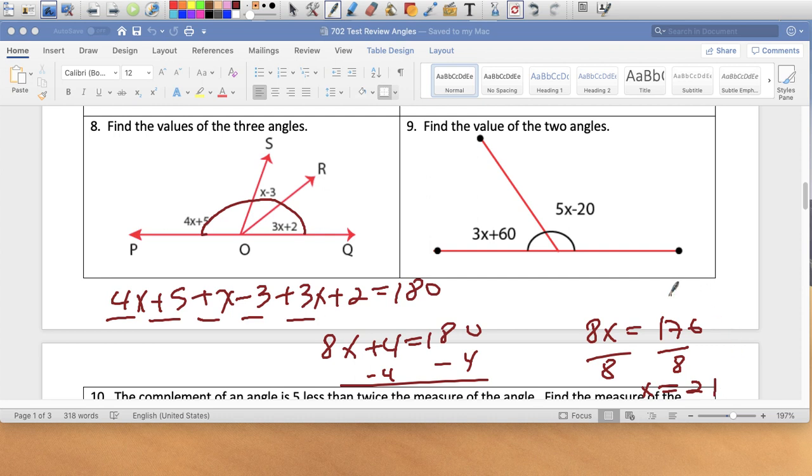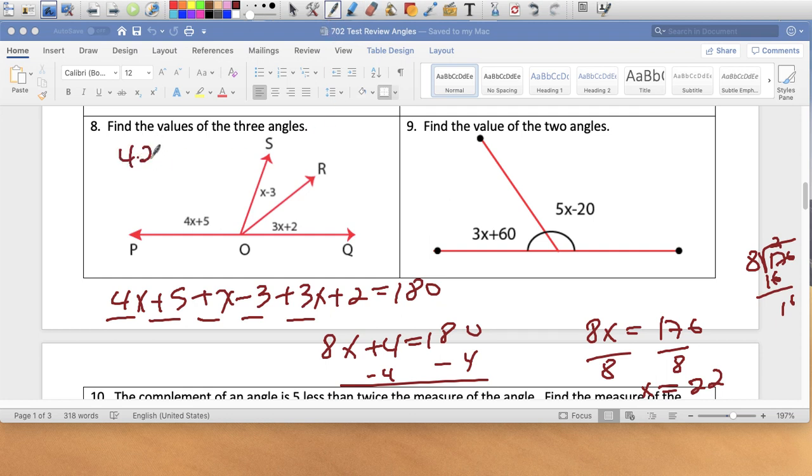And x is going to be 21. Okay. No, it's not going to be 21, is it? No. Sorry. I'll just divide it. 176 divided by 8 is 22. So x is 22. So now I can come back here and plug it in and find the value of each angle.